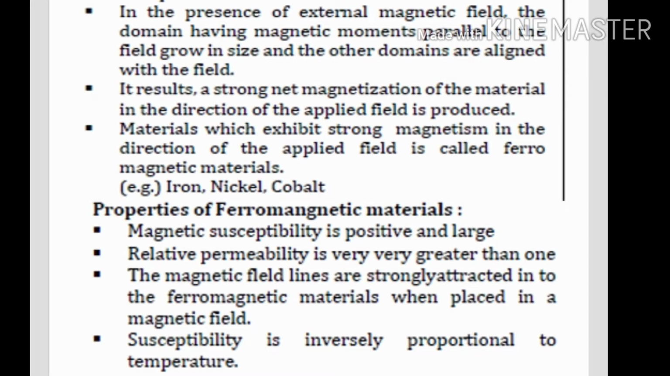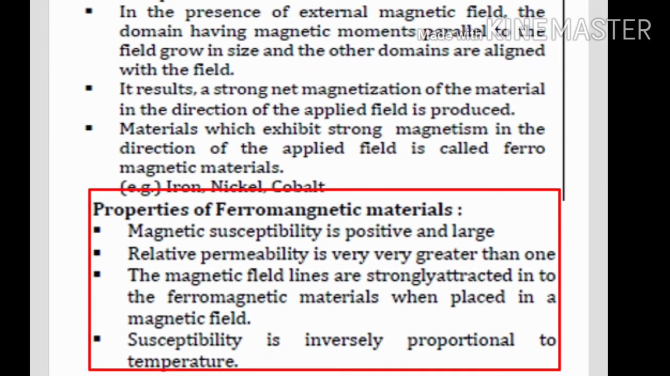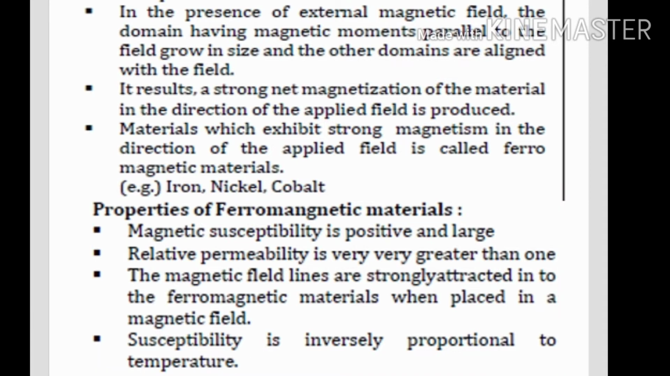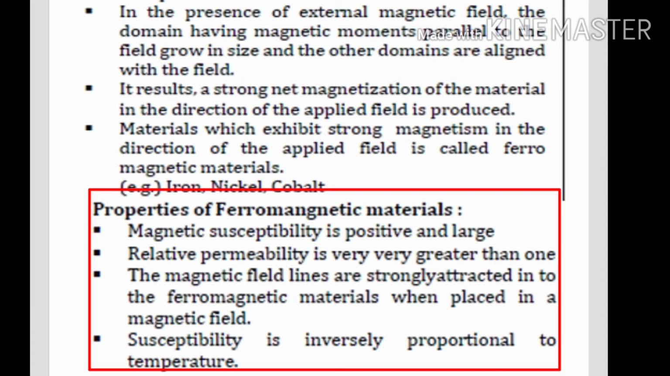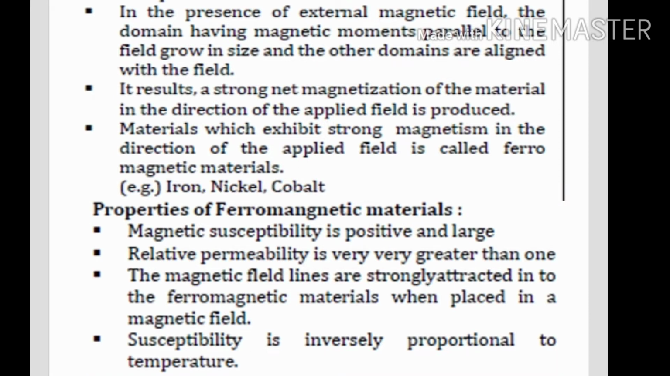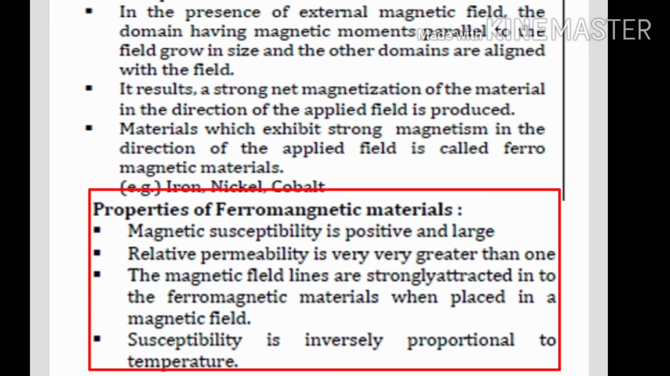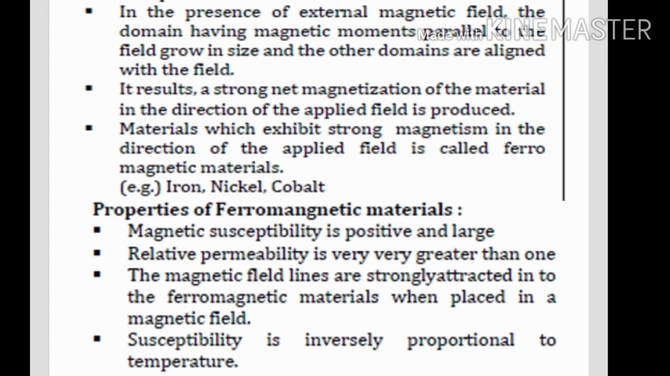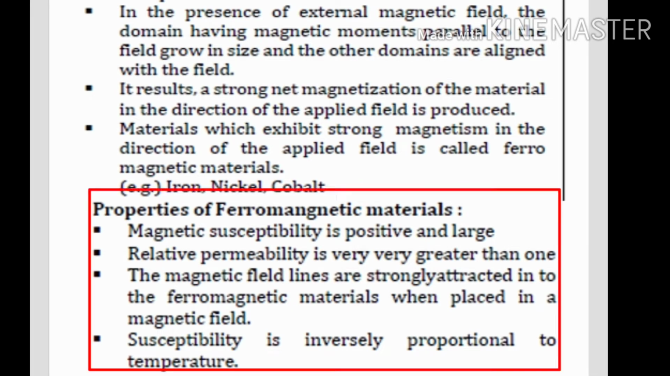Next, we are going to see the properties of ferromagnetic materials. The magnetic susceptibility is positive and large. Relative permeability mu r is much greater than 1. The magnetic field lines are strongly attracted into the ferromagnetic materials when placed in a magnetic field. Susceptibility is inversely proportional to the temperature.